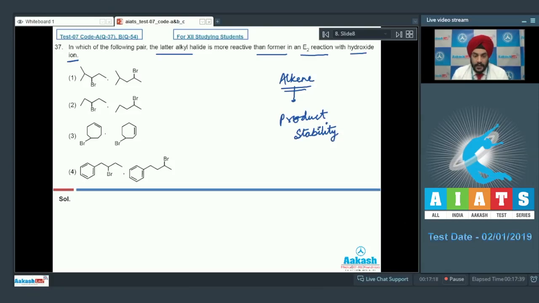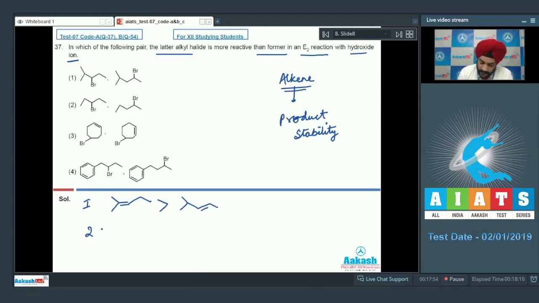If you look at the first option, we can probably try and draw the alkenes which are formed. The first structure is going to form a more substituted alkene, while the second structure is going to form a less substituted alkene. So the former alkene is more stable, so the former will be more reactive. Let us look at the second option now.